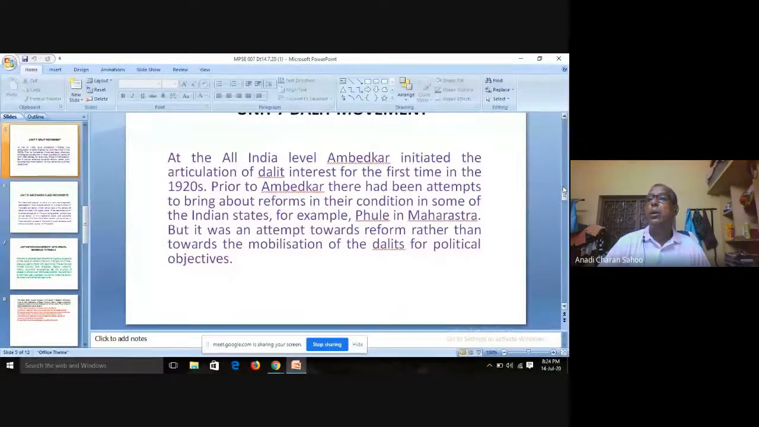The formation of the AISCF was a very significant development in the history of Dalit mobilization in the country, though it was not much successful and suffered defeat in the elections of 1946 and again in 1951.